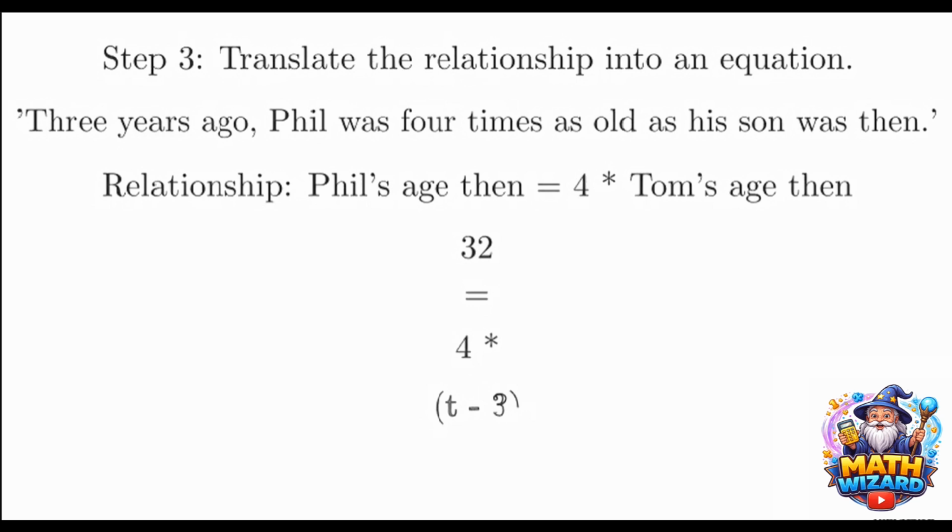We write this as 4(t-3), using parentheses to show that we are multiplying 4 by the entire expression. And just like that, we have our equation. It's 32 equals 4 times the quantity t minus 3. This equation perfectly captures the relationship from the word problem. We've successfully translated the story into mathematics. We've done the hard part of setting up the problem.